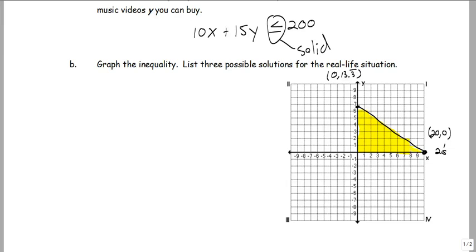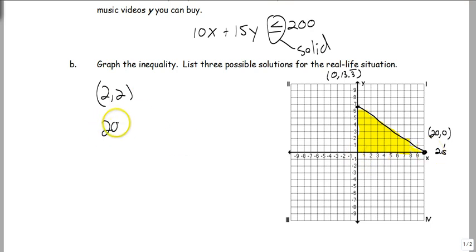If you have 0, 0 or higher, you can solve this. It would be part of the solution set for this inequality. So it says list 3 possible solutions for the real life situation. Well, you can make anything up that's in here. I could do 2, 2. 2, 2 works.